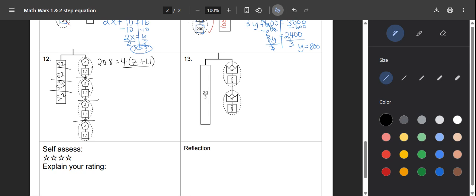So I'm going to divide everything by 4. And that gets me 5.2 on the left side. And z plus 1.1 on the right side. How do I undo adding 1.1? I subtract 1.1. That gets me z. And that gets me 4.1. So z is equal to 4.1. Could we also distribute? Absolutely.